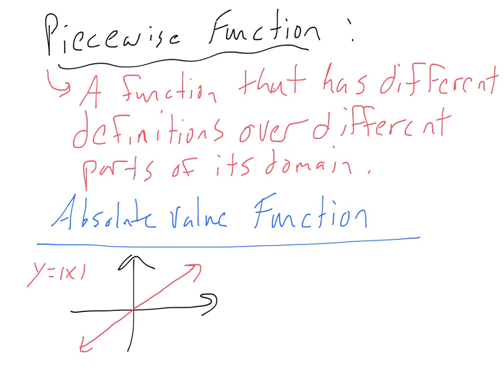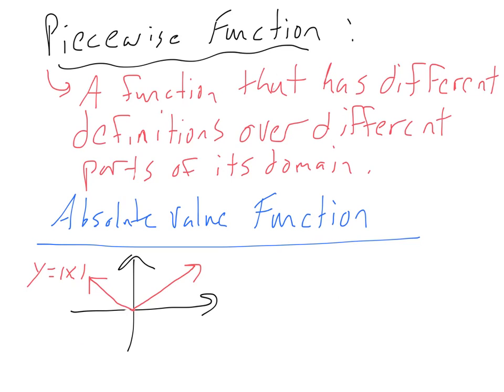Whoops, that is not what it looks like. Let's just go ahead and fix that. So it sort of looks like that. And so when x is greater than 0, it behaves just like the function y equals x, right? And when x is less than 0, it behaves like the function y is equal to negative x, right? It has the slope of -1 instead of +1.